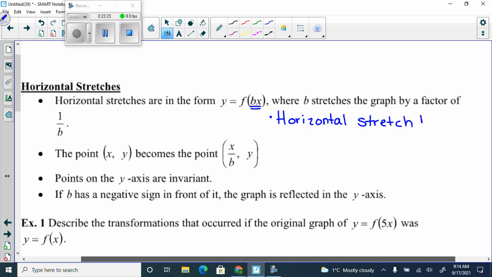by a factor of 1 over b. Because this is just b over 1, correct? So it'd be 1 over b. If it happened to be 2/3 x, it would now be 3/2 x. It just always flips. If it's negative, you still say the positive for the stretch, because the negative is a reflection in the y-axis. So horizontal stretch by a factor of 1 over b, about the y-axis.